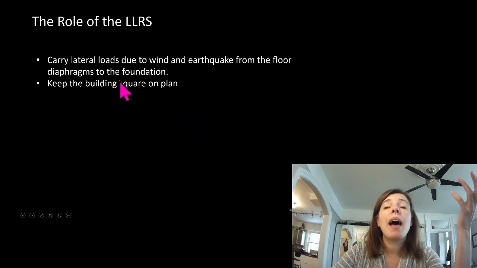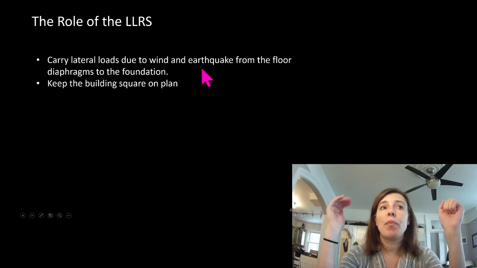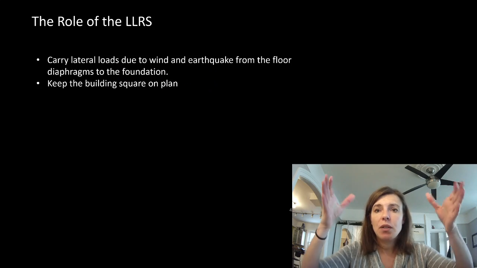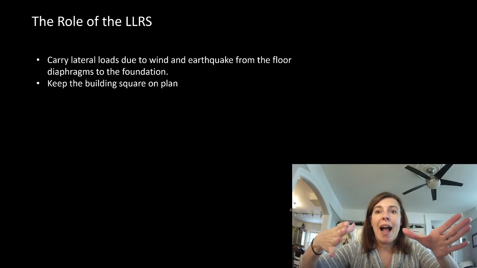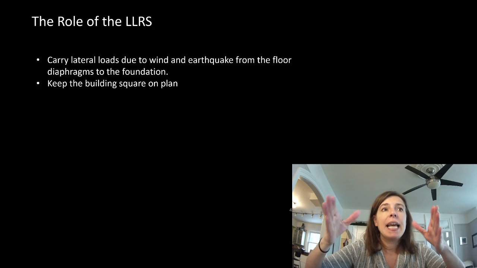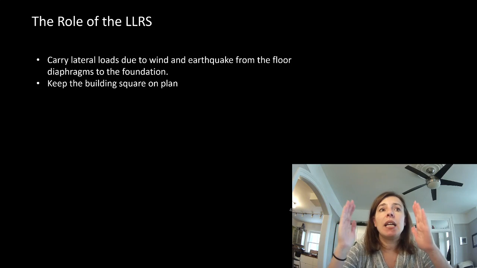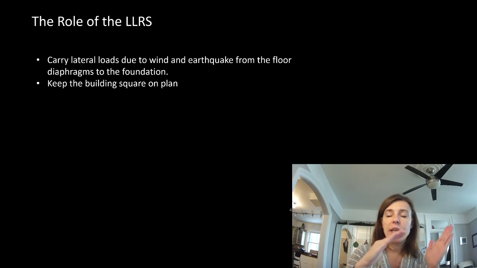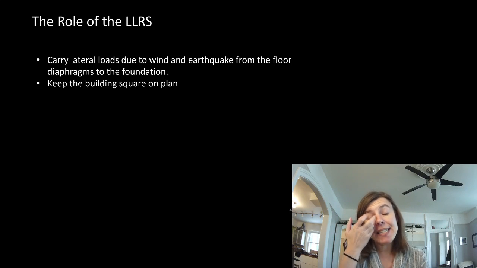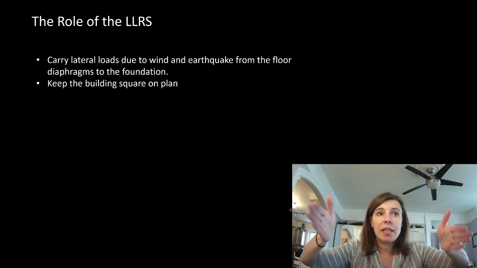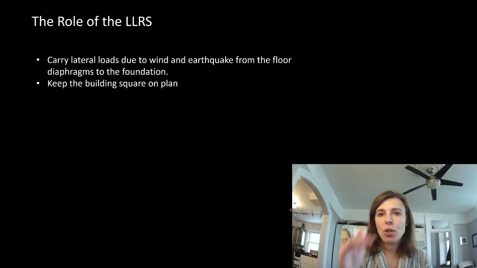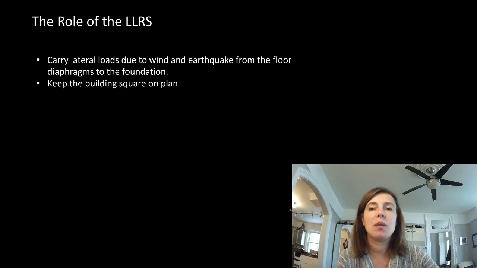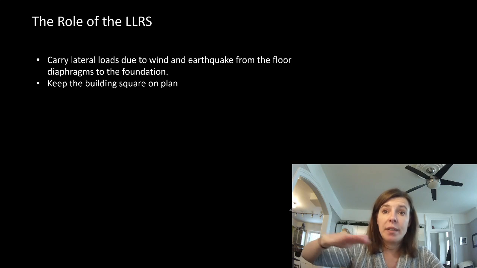So, the role of the lateral load resisting system is to carry loads due to wind and earthquake from the floor diaphragms. So that's the floor surface we walk on, and that's what stops it from racking out of plane. And it transfers it to the walls that keeps it from tipping over. That diaphragm is what keeps the building square in plan. So we have to be able to get the loads to those lateral load resisting systems as well. And that's our floor diaphragm.